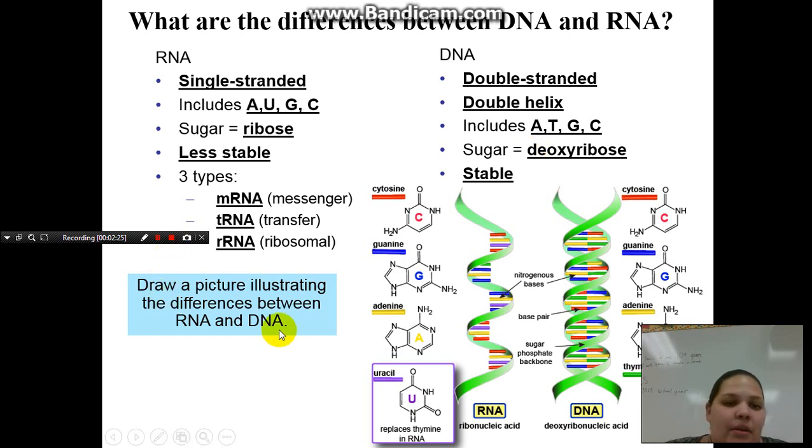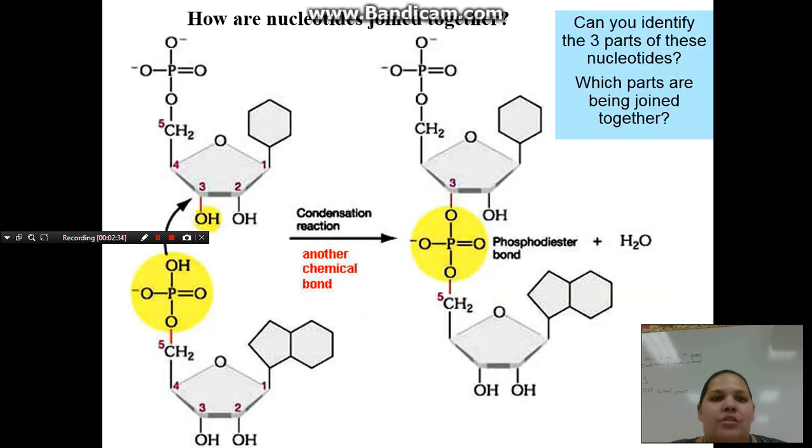Now I know this says draw a picture illustrating the differences between RNA and DNA, but I actually put that picture in your notes, so we can skip that. So how are nucleotides joined together? Can you identify the three parts of these nucleotides? And which are the parts that you think will be joined together?